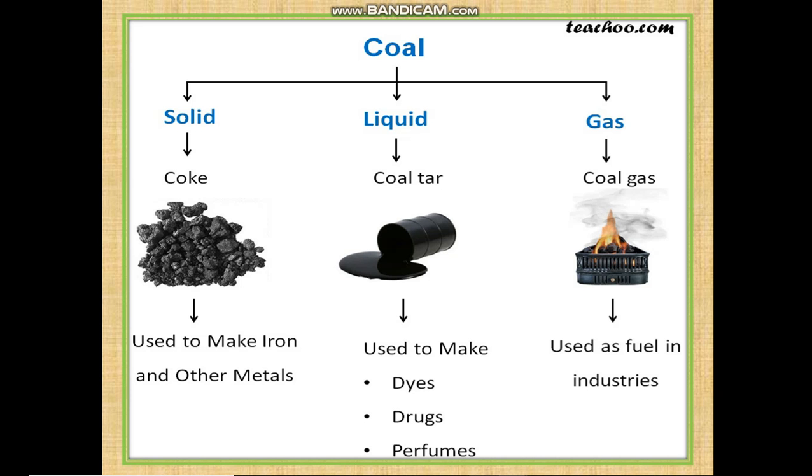Okay, so the last product that we get from the refining of coal is in gaseous form, that is coal gas. Coal gas is also obtained by the destructive distillation of coal. It consists of three combustible substances, namely hydrogen, methane, and carbon monoxide. It is used as fuel in industries. It is a combustible gas, students. It catches fire easily.